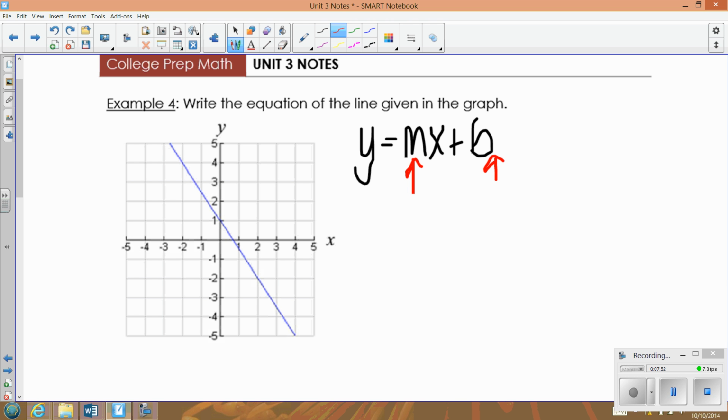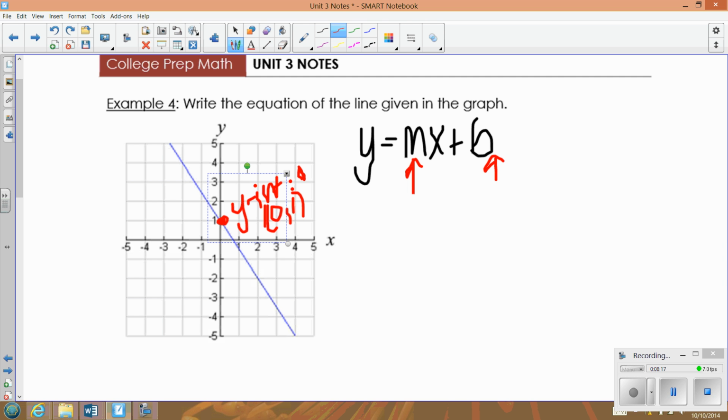Well, we know the y-intercept is where the line crosses the y-axis. So the y-intercept is actually equal to (0, 1) in this particular case, which really means that b is equal to 1, because the coordinate is (0, 1), but the y-intercept is actually 1. The b value is 1.